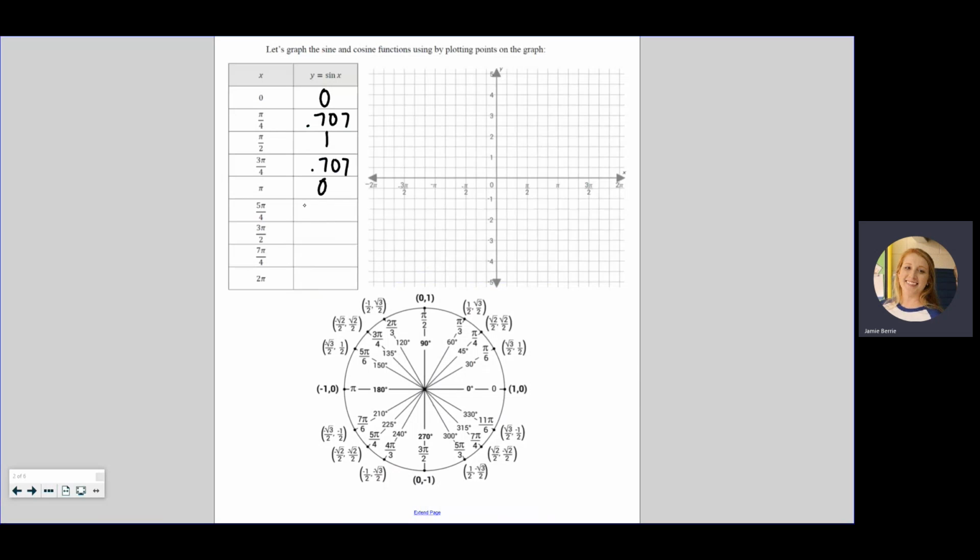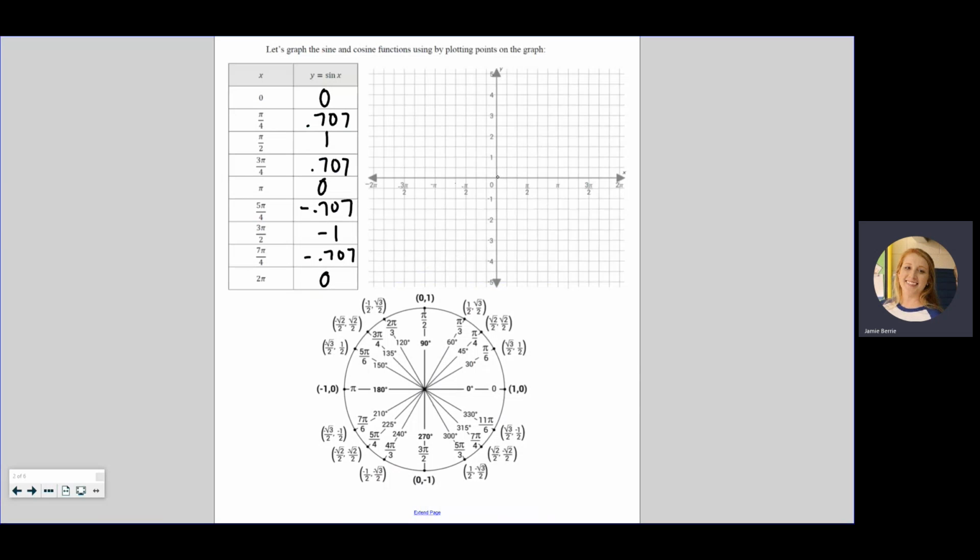5 pi over 4 is negative 0.707. 3 pi over 2, the y value is negative 1. 7 pi over 4, the y value is negative square root of 2 over 2, so negative 0.707. And then back at 2 pi, that would be all the way around the circle, so back here would be a y value of 0. Go ahead and plot those points on the graph.